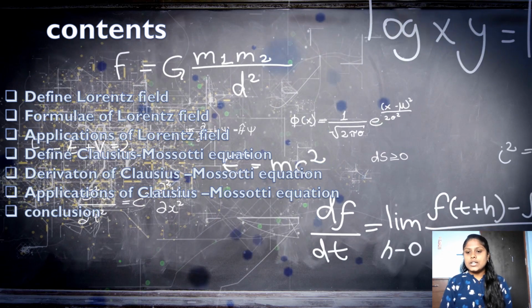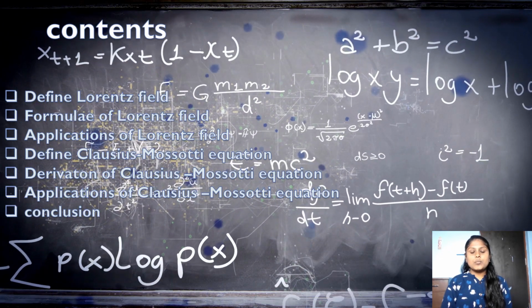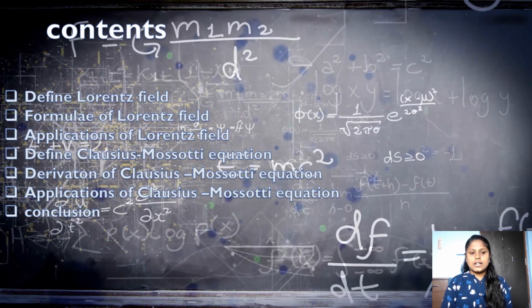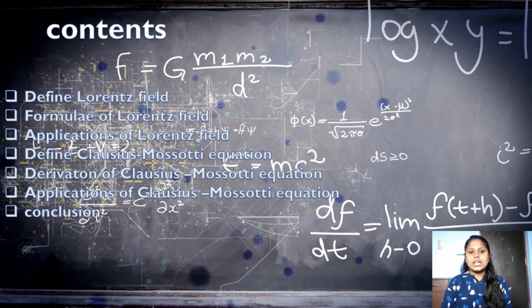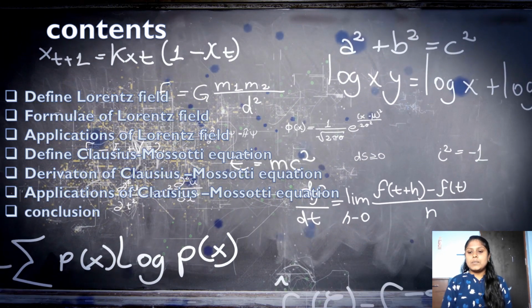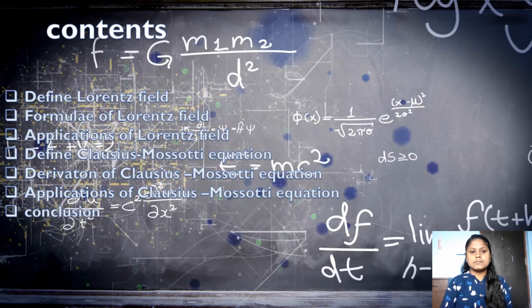So let us look into the table of contents. Definition for Lorentz field and the formula of Lorentz field, applications of Lorentz field, and definition for Clausius Mossotti equation, and derivation for Clausius Mossotti equation, and the applications of Clausius Mossotti equation, and the conclusion part.